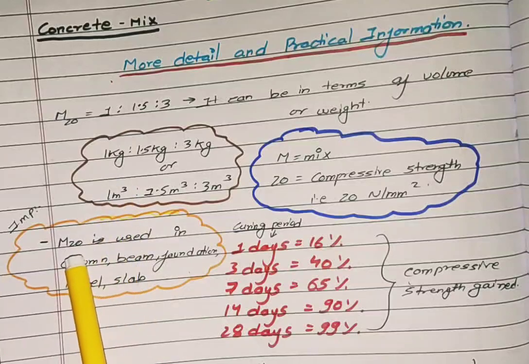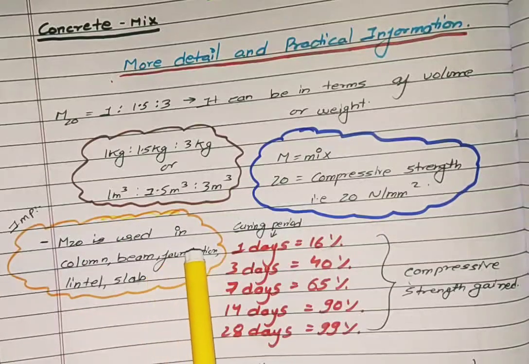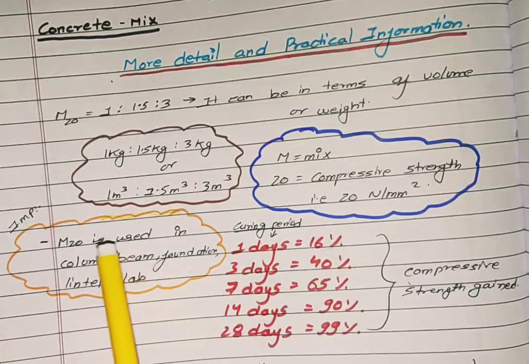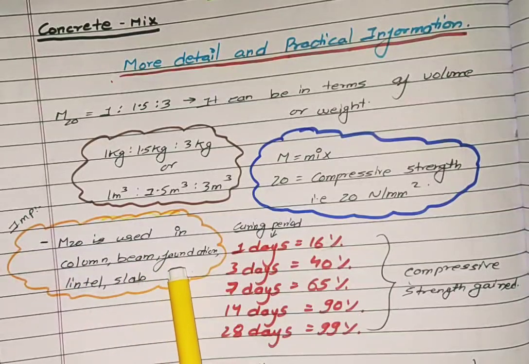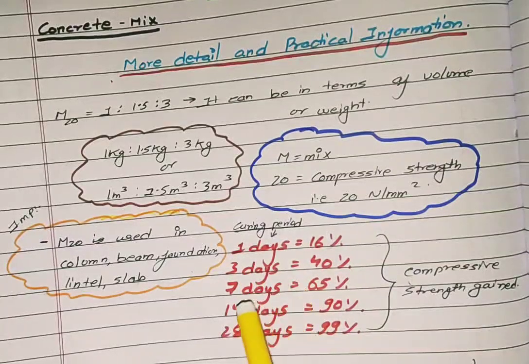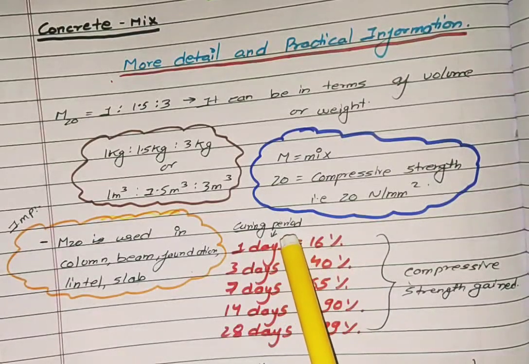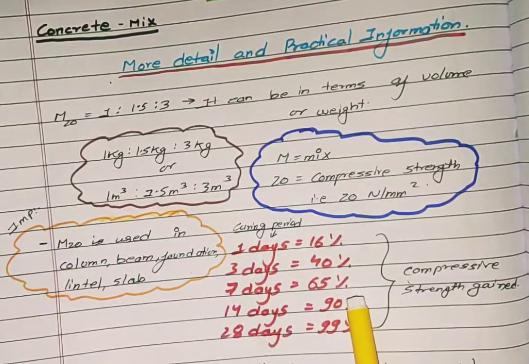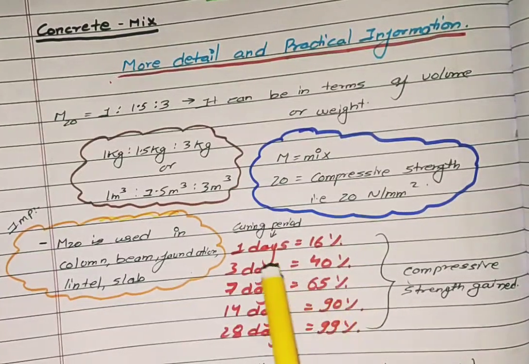Then M20 is used in column, beam, foundation, lintel, slab. In this construction area we use M20 and it is the more important grade for concrete mixing while working in the field. And we have different curing periods, that is 1 day, 3 days, 7 days, and for different periods we have different percentages of compressive strength.